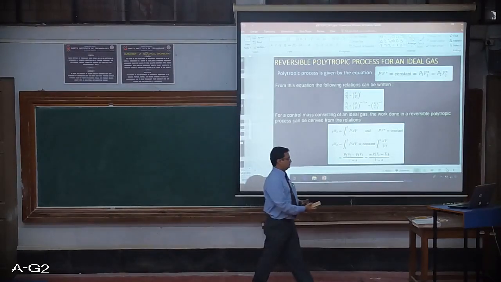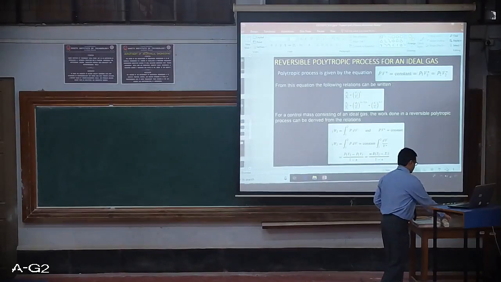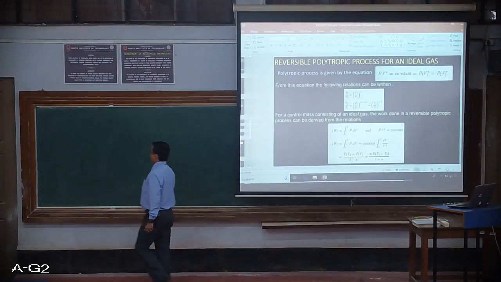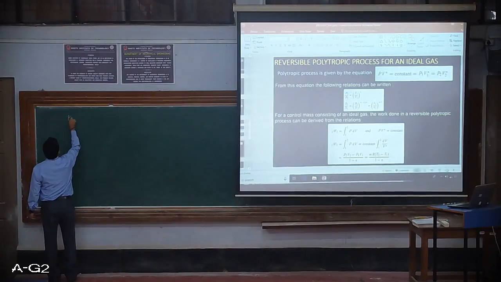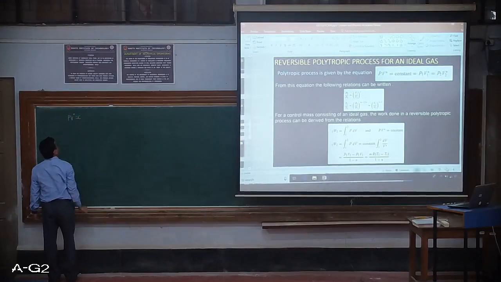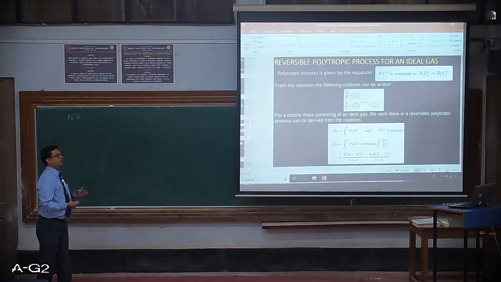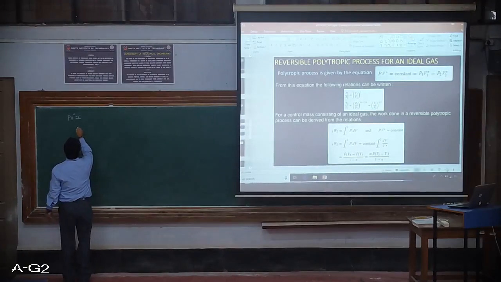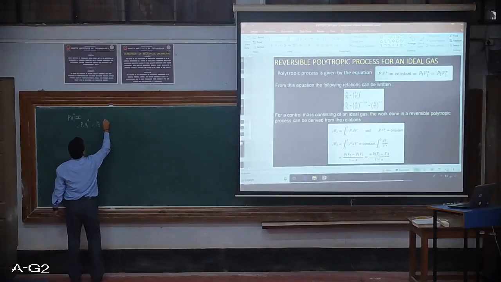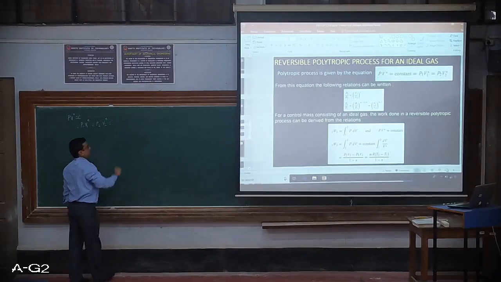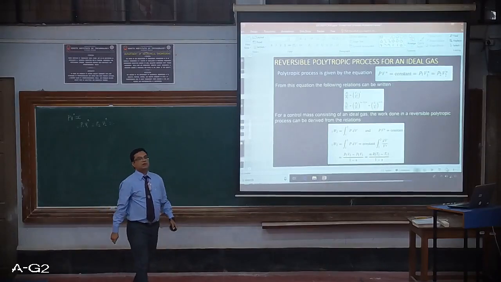We all know what a polytropic process is. This polytropic process is characterized by the equation PV raised to n equal to constant. So when this PV^n equal to constant is expanded for various states, we will get P1 V1^n equal to constant, P2 V2^n equal to constant, and so on. The value will remain constant. So that is what is called a polytropic process.